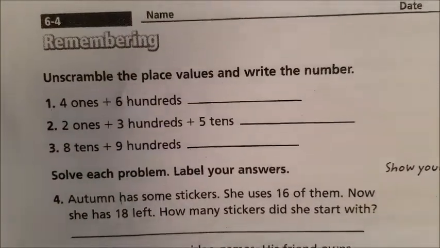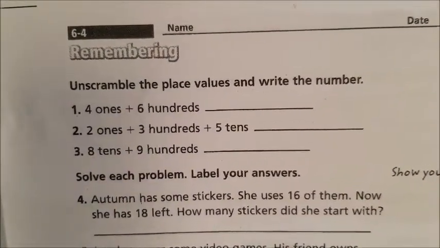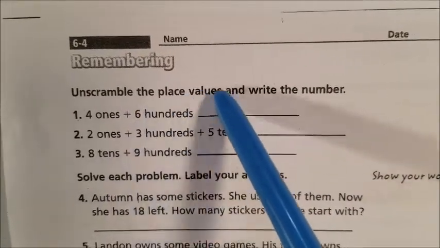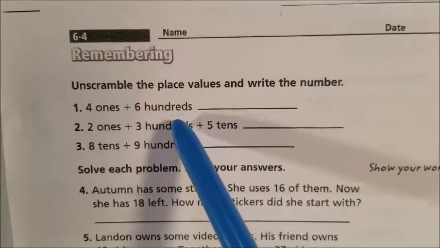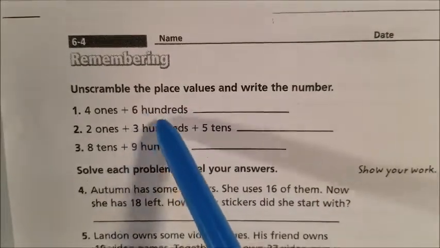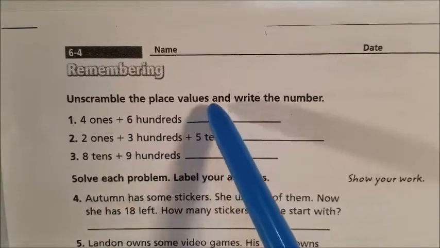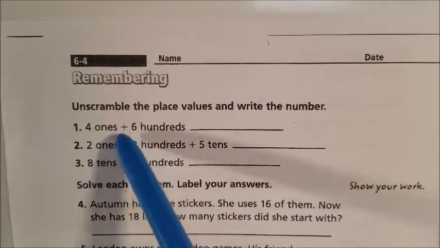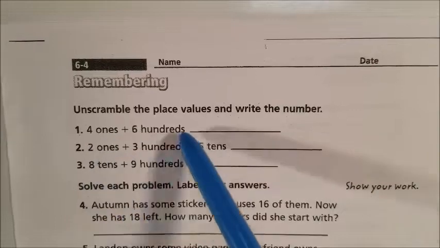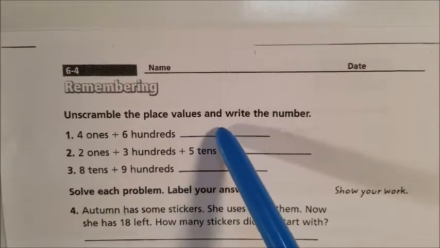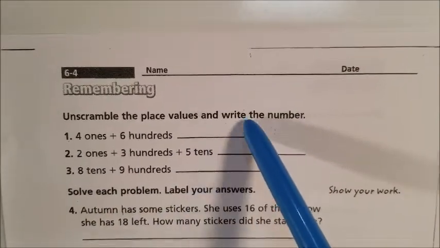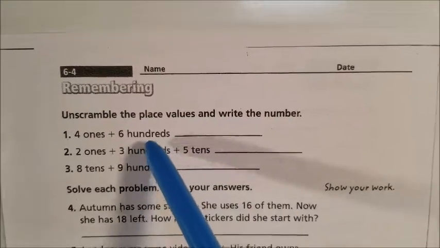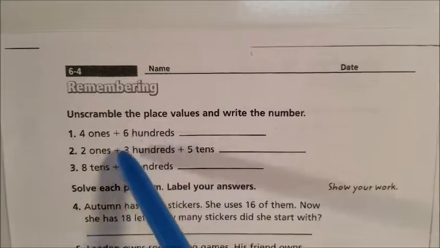Now, boys and girls, don't be tricked by this one on the remembering. Unscramble the place value and write the number. Remember, we talked about this. 600. So you're going to write 600 down, and then 4 1. So you're not going to write 6004. Remember, you have to put them in the right spots. Remember, we're just adding these together.